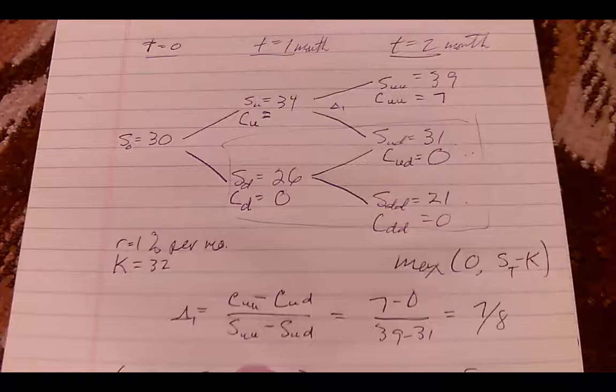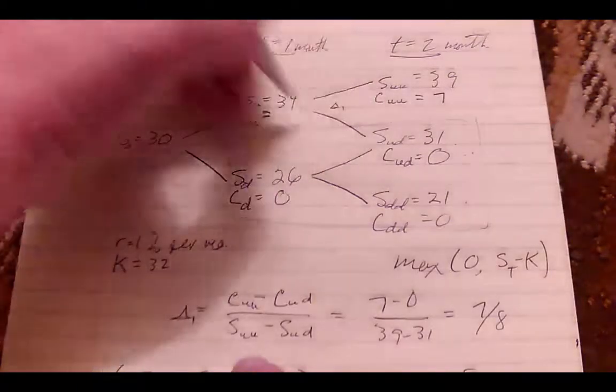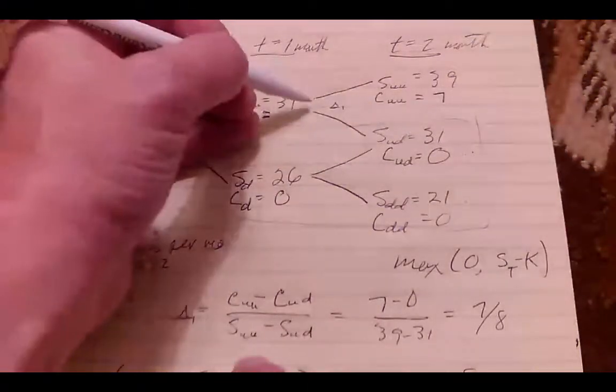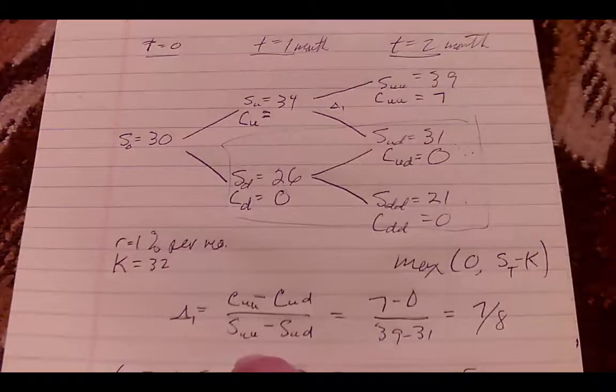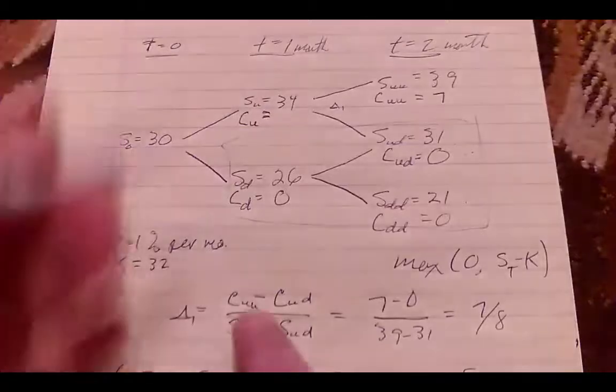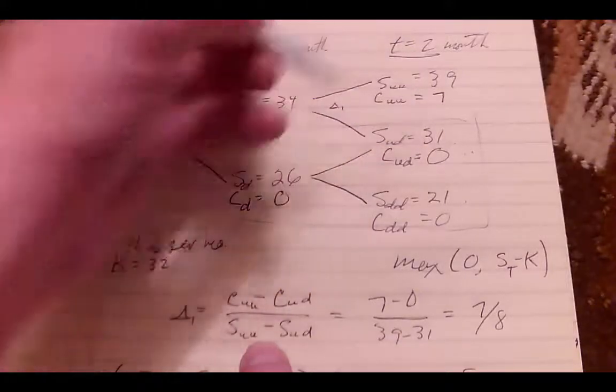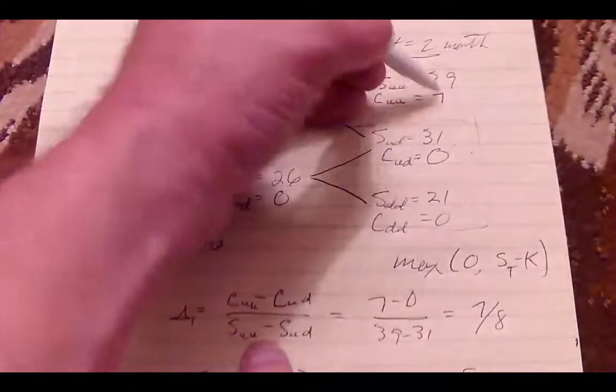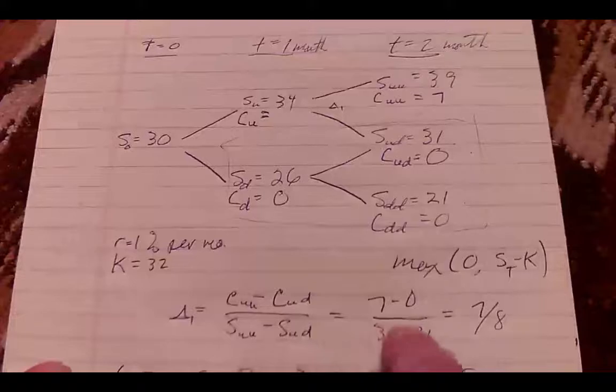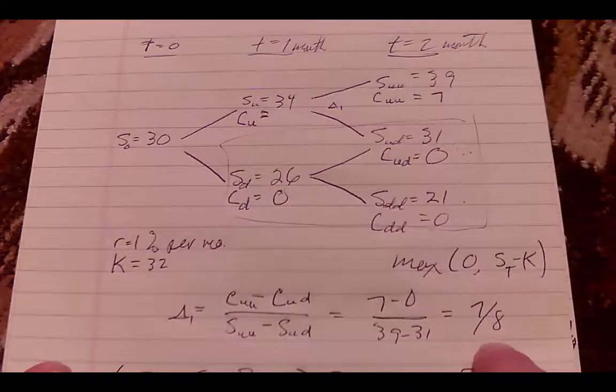First thing we do is calculate the delta for this node. Delta is defined as the change in the call price divided by the change in the stock price. That's 39 minus 31 for the change in the stock price, and 7 minus 0 for the change in the call price. So here's our calculation, and we get a delta of 7/8.